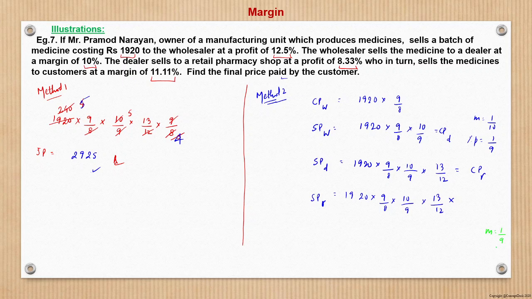So here it means SP is 9 and profit is 1. So I can say profit percent, this is percentage margin. So percentage profit will be 1 by 8. So increment of 1 by 8, so that becomes 9 by 8. So that is what in turn I have written here in one single step, right?